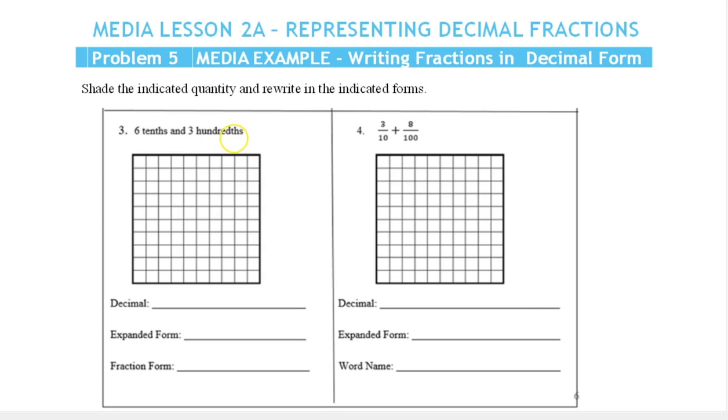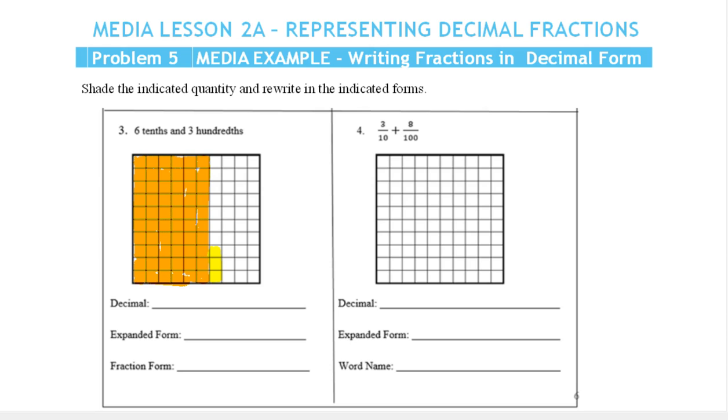Here we have 6 tenths and 3 hundredths. So for the tenths, I'm going to use the orange strips. So 1, 2, 3, 4, 5, 6. So I'm just going to start that out and shade all the way down. And again, you should try these on your own first, and then check back with the video to make sure you got your answers right, or to check or answer any questions. So there's our 6 tenths, and we want to add on 3 hundredths. So I'm going to use the yellow highlighter, and I'm going to start from the bottom.